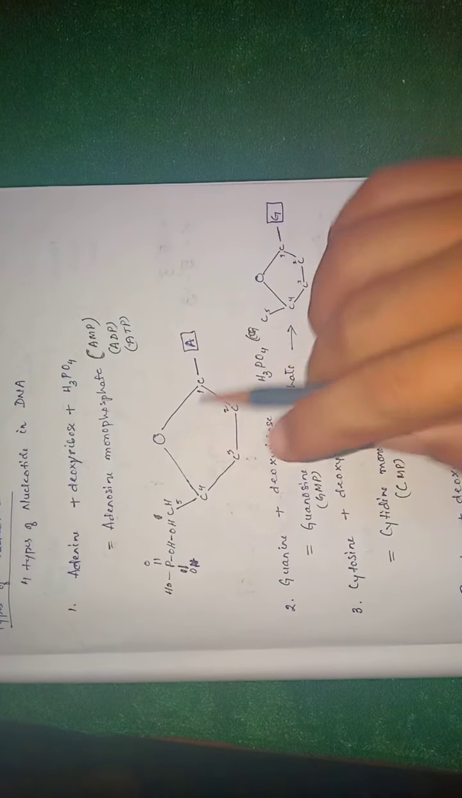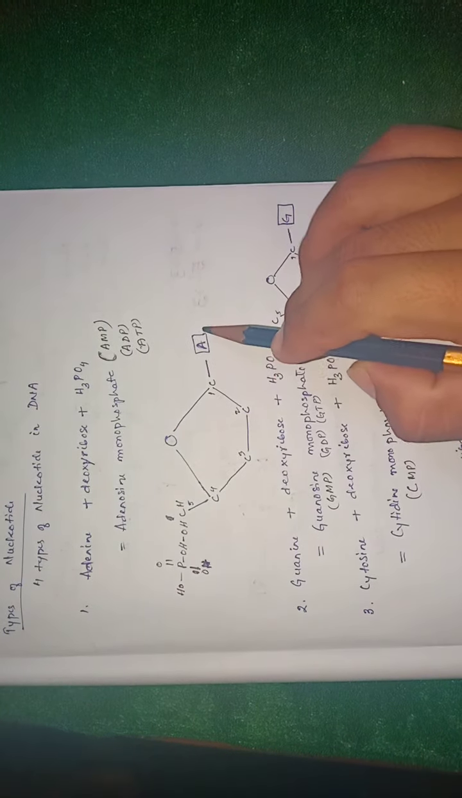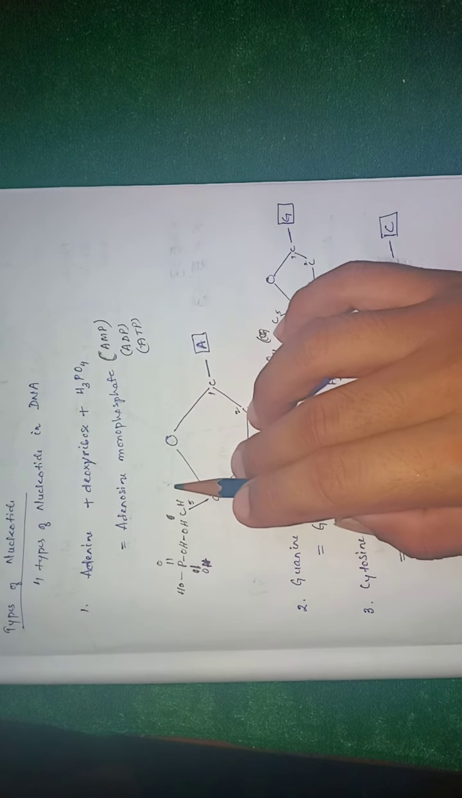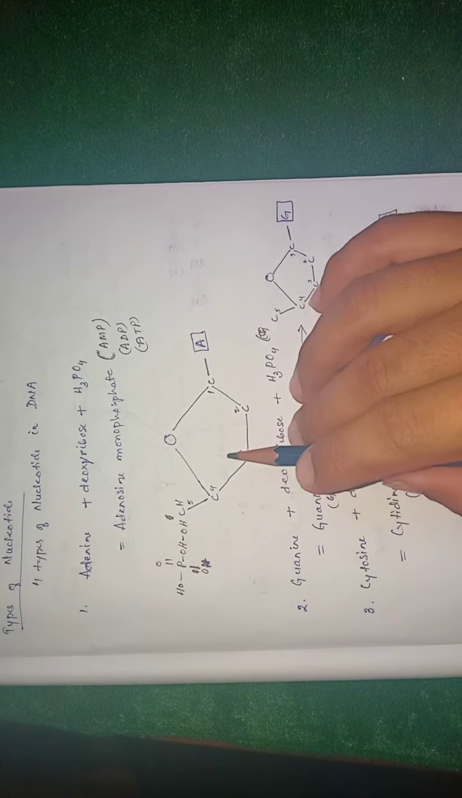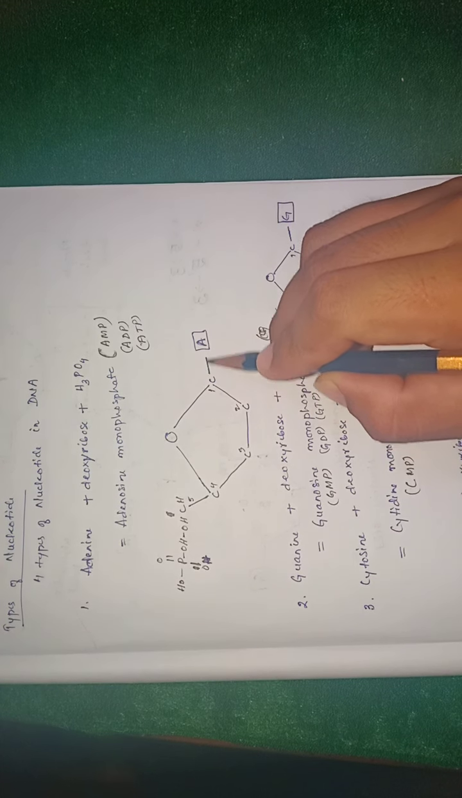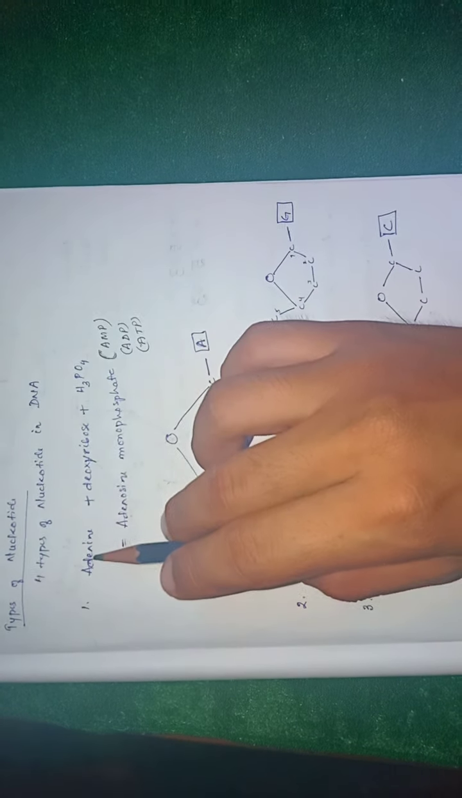Now structurally, the nitrogenous base and the phosphoric acid are attached to the pentose sugar in this form. The first carbon atom is attached to the nitrogenous base, and in this case we are taking adenine.